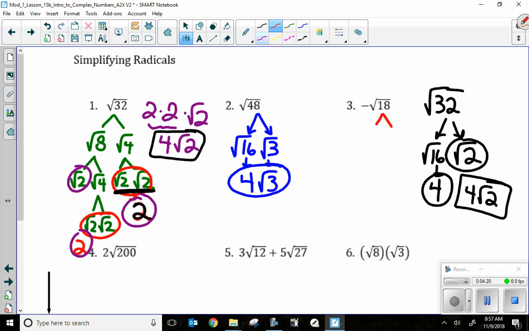All right. Let's take a look at 18. Well, what multiplies to be 18? 9 times 2. The square root of 9 is 3. I can do nothing with my radical 2, so it stays. But look at here. That was negative. I can't just drop that. That comes along for the ride.